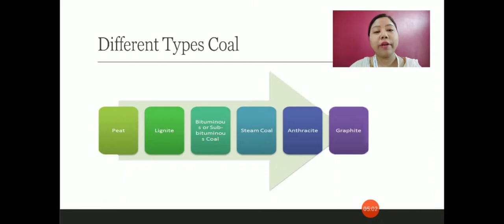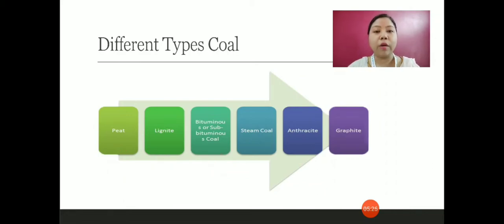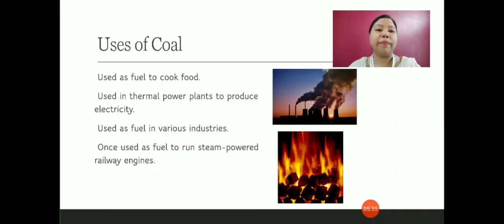Now there are different types of coal depending on the percentage of carbon which is present in it. So the different types of coal are peat, lignite, bituminous and anthracite. And in between, there is also a coal called steam coal which is produced. So these are the types of coal which are formed depending on the percentage of carbon which is present. The quality of the coal also varies.